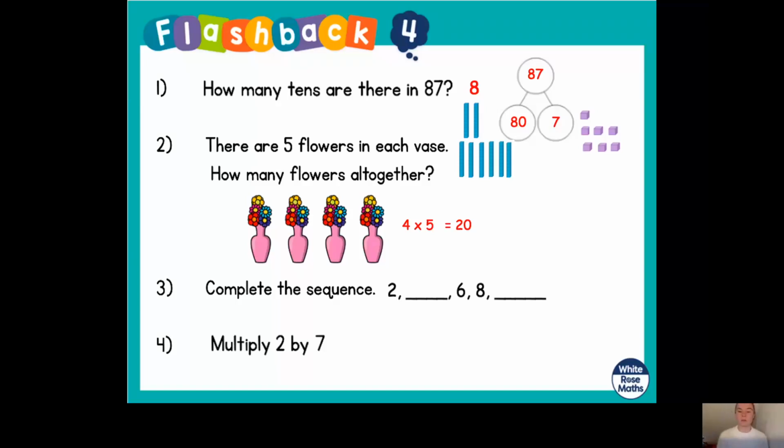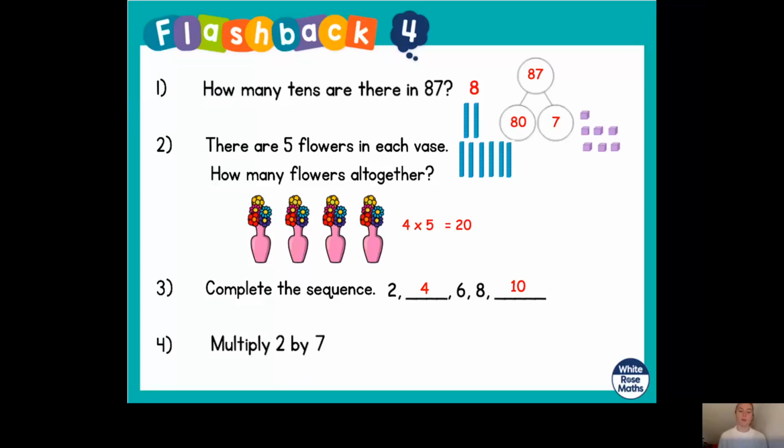Let's go back to the first number. So our first number is 2. Okay, what's 2 plus 2? Yes, it's 4. And then 4 plus 2 is 6. 6 plus 2 is 8. And 8 plus, yes, it's 10. That's one of our number bonds to 10. So there you go. We've completed our sequence by counting forwards in steps of 2.